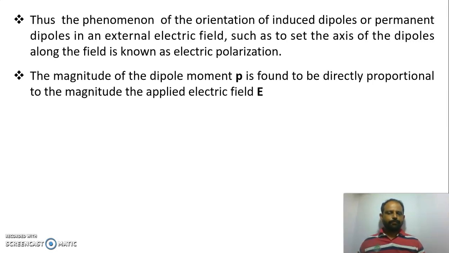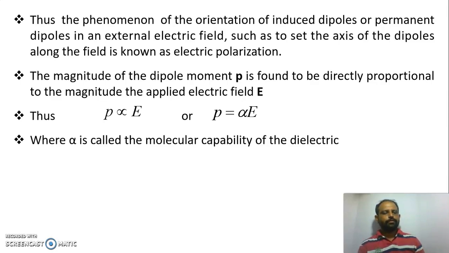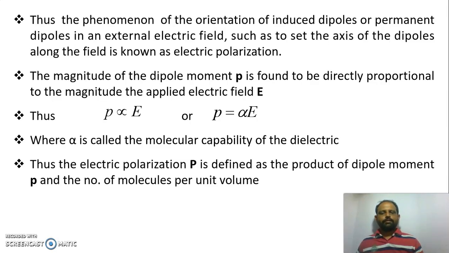And we know that the dipole moment is usually represented by a small letter p, and it is a vector quantity. The magnitude of that dipole moment is found to be directly proportional to the magnitude of the applied electric field. So we can write p is directly proportional to E, and p is equal to alpha E, where the proportionality constant alpha is called the molecular polarizability of the dielectric. Thus the electric polarization is defined.